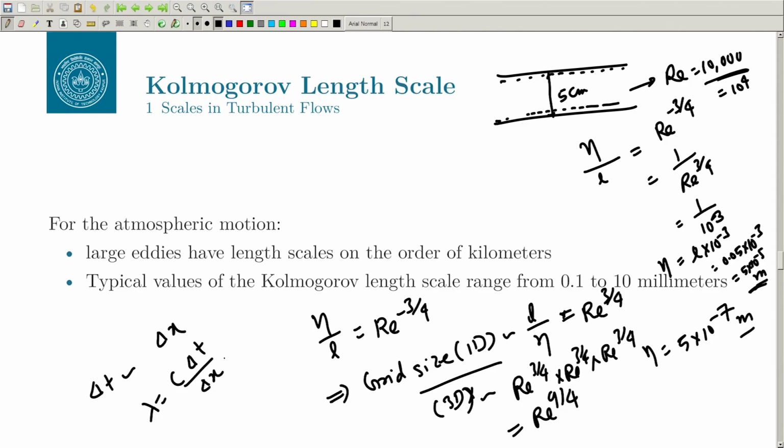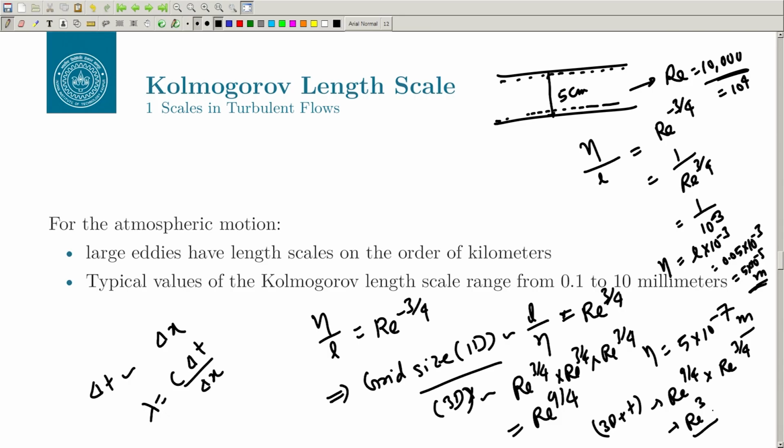So, if you consider the time scale also, then 3D plus time will become Re to the power 9 by 4, and if the time also goes by around the length scale, this is Re to the power 3 by 4. So, that will become Re to the power 12 by 4, which is Re cube, right. So, imagine, let us say, a typical Reynolds number for flow over a wing in a practical situation is 10 to the power 6, 1 million.